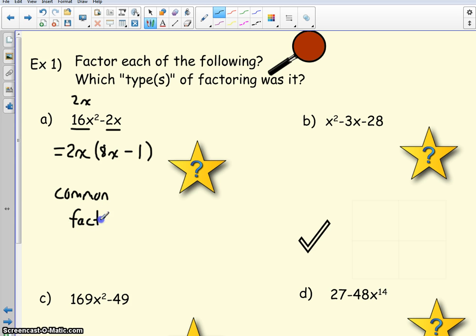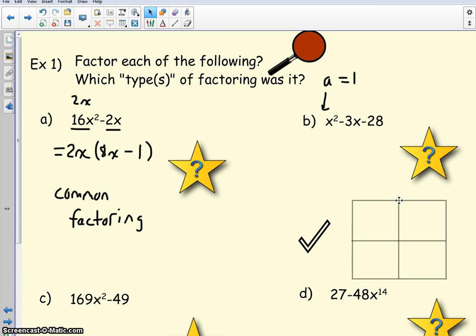Okay, take a look at the next one. x squared minus 3x minus 28. This is what we call the simple trinomial. Trinomial being 3 terms, simple because your a value there was equal to 1. There are 2 ways you could look at factoring a simple trinomial. The way most of you did last year, if you were at our school, is using an array.